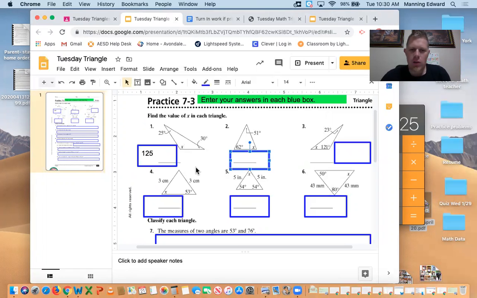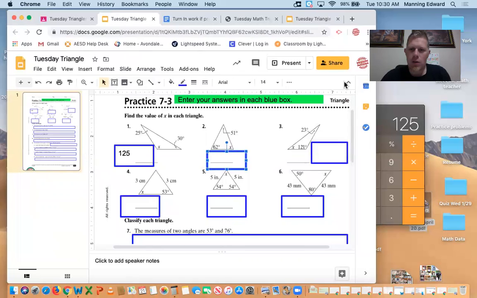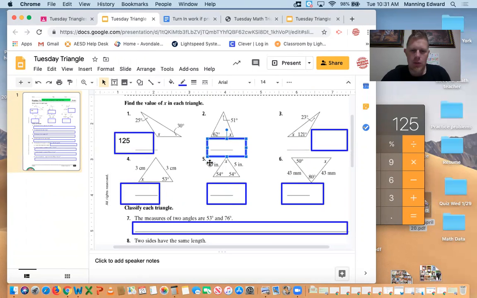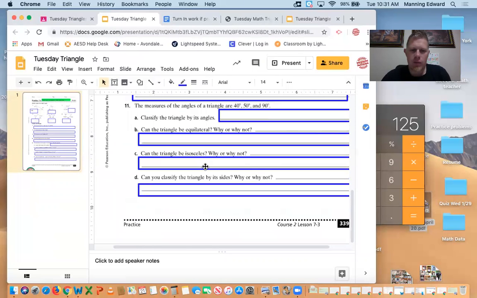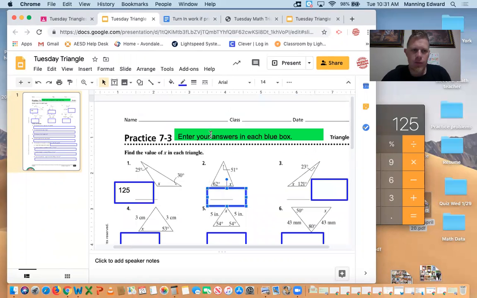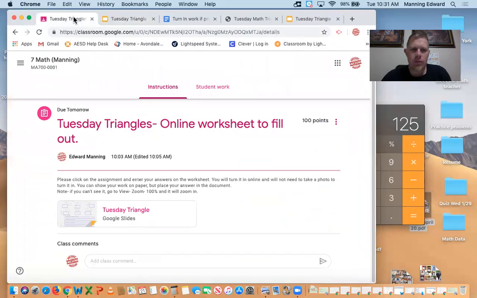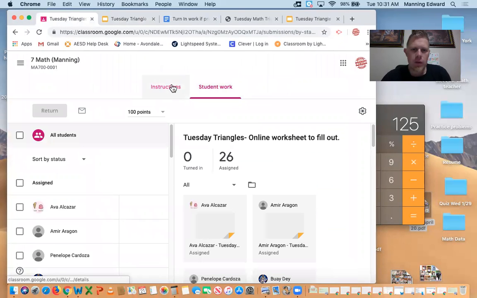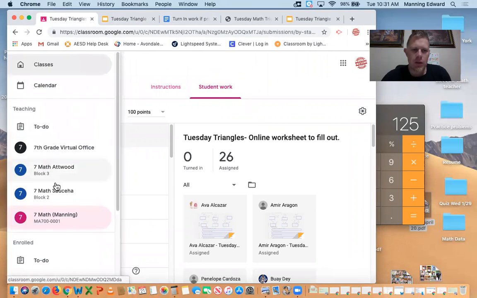Now, as you do this, I think in the upper right, again, it's going to have a little turn-in. It's not going to have the share. It might have a share. It's got a little turn-in. I want you to turn it in. And then I will be able to see what your answers are for each one of these. All right. Let's see what else there is. I think that is going to be it.